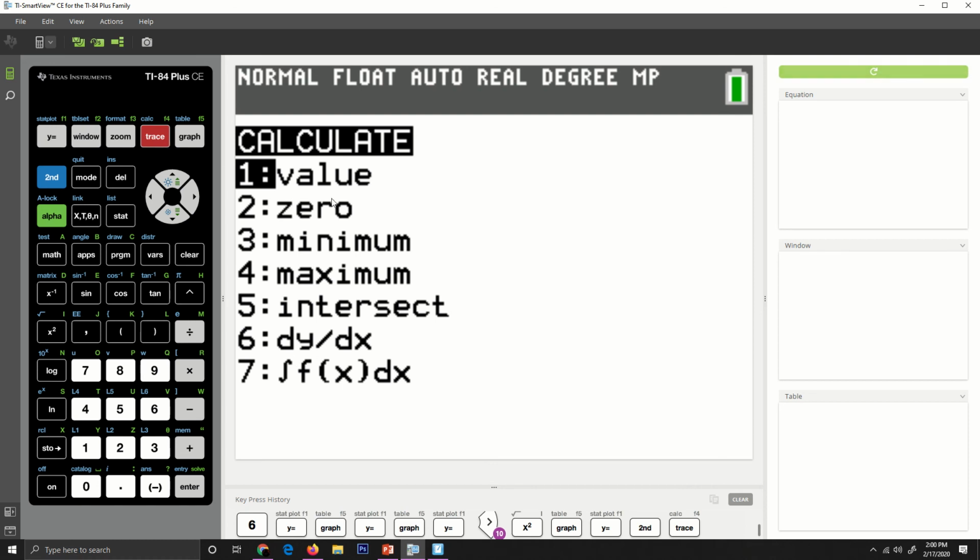In this college algebra course, we're going to use the value, the zero, the minimum, the maximum, and intersect. If you ever get to calculus, you may use this dy over dx or this integral f of x dx. But we want to find the zero of the function, so clearly we're going to use 2 there.